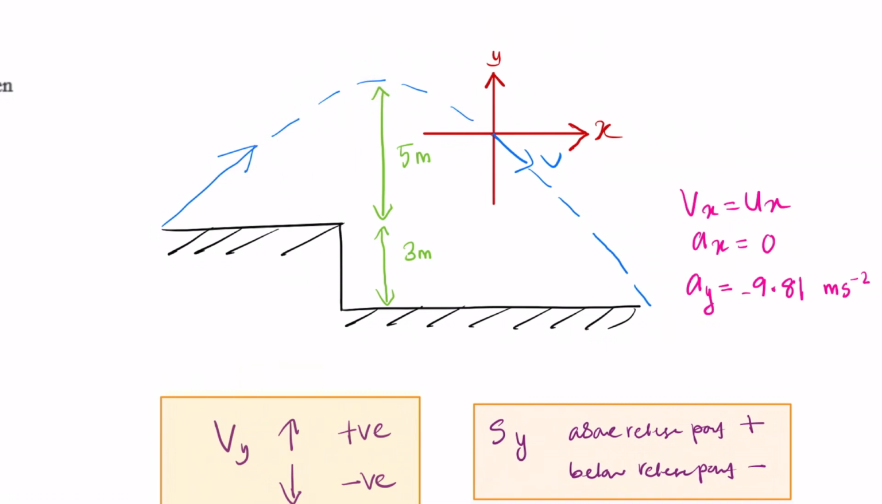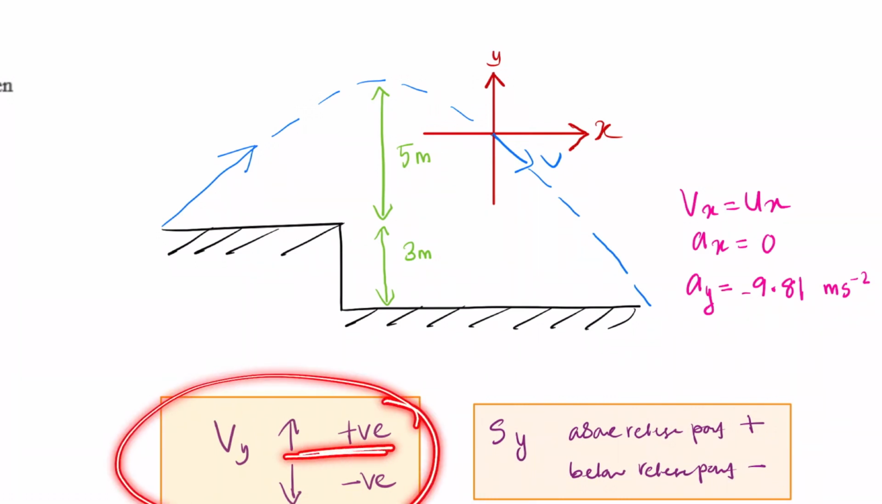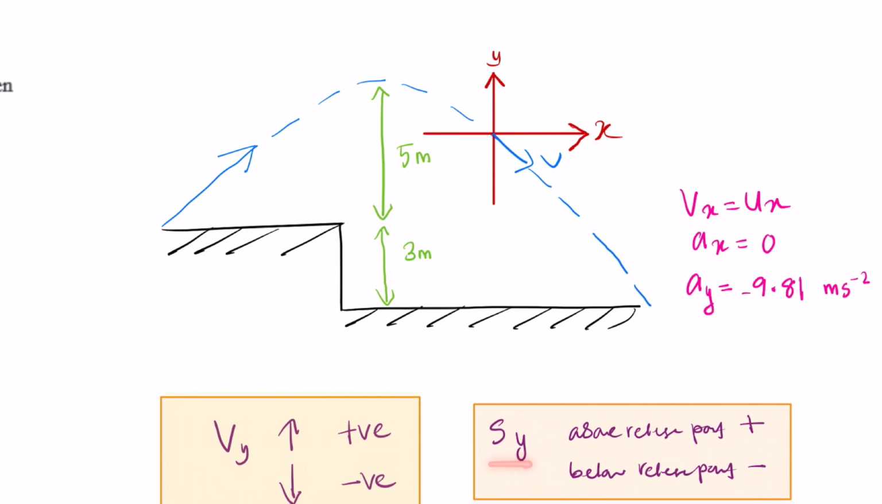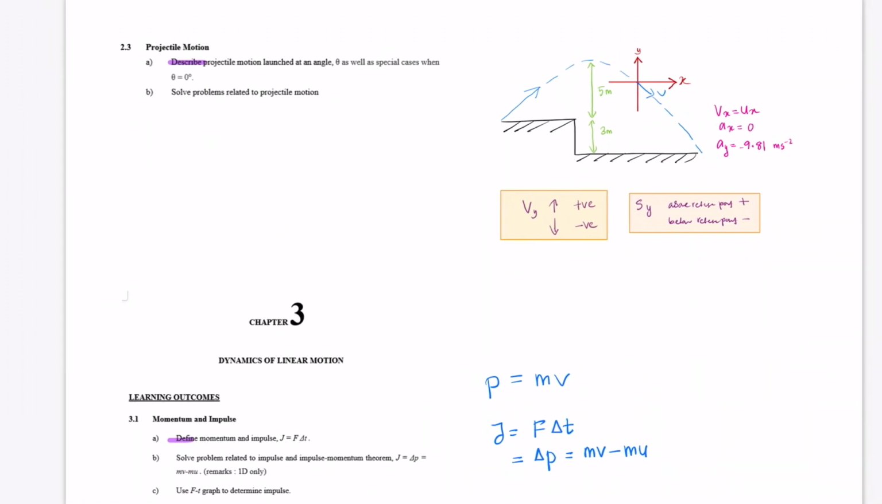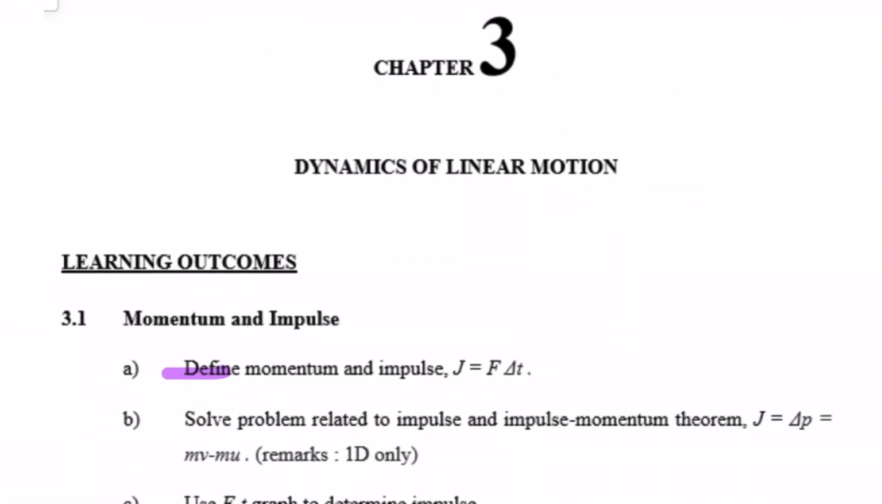And then the sign of velocity. Okay, the sign of the velocity: if going up, we will use positive. Going down, we will use negative. As y is above the release point, we will use a positive sign. If below the release point, we will use a negative sign. Okay.